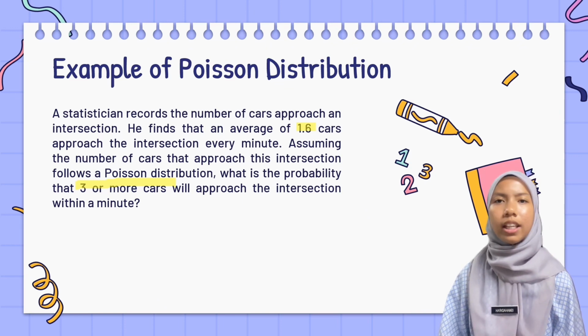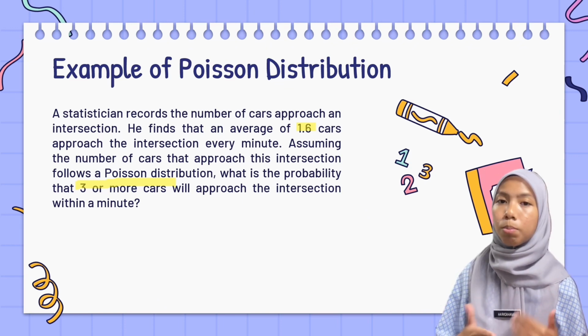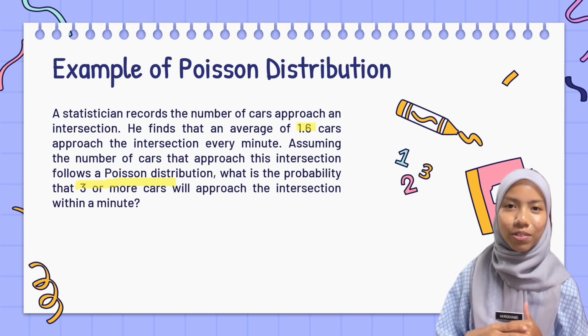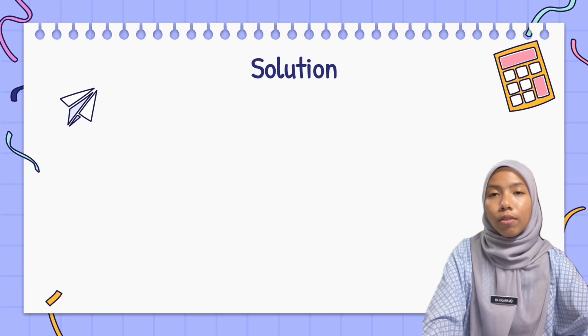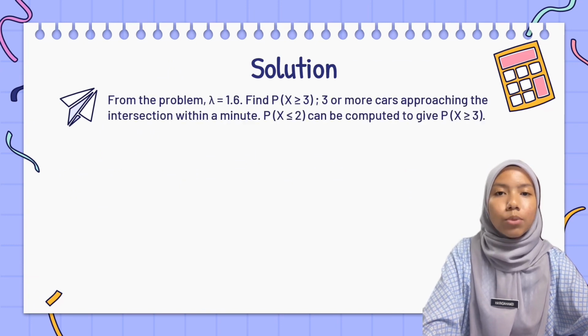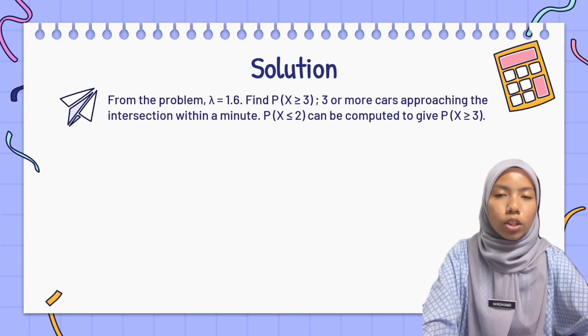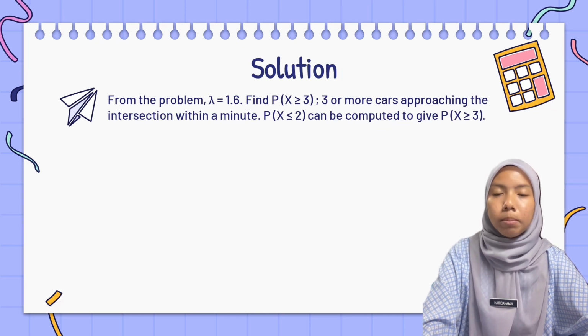So, can you imagine how to solve this problem? No? Okay, let's solve this problem together. From this problem, lambda is 1.6. The goal of this problem is to find P(X ≥ 3), because we want the probability that there are 3 or more cars approaching the intersection within a minute.